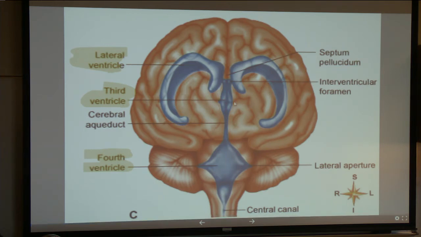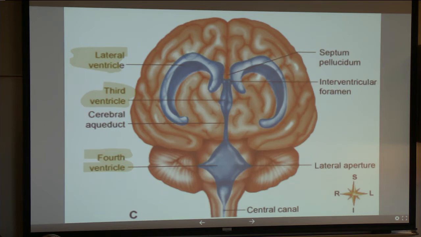Here we see a third ventricle, which is right smack in between the two of them. We have something called an interventricular foramen that carries CSF from the lateral into the third. Okay, so interventricular means between the ventricles, there's an opening. Okay, so a little foramen, an opening between the lateral and the third. And then down here, this big diamond-shaped one, that's your fourth ventricle. And then there's a long passageway to it. This long passageway is called the cerebral aqueduct.